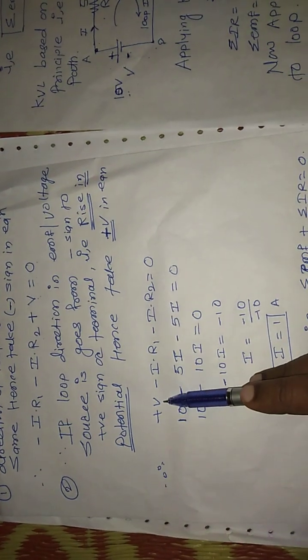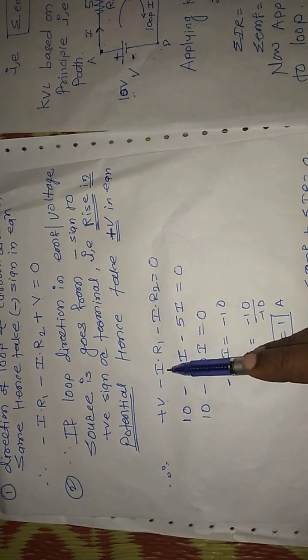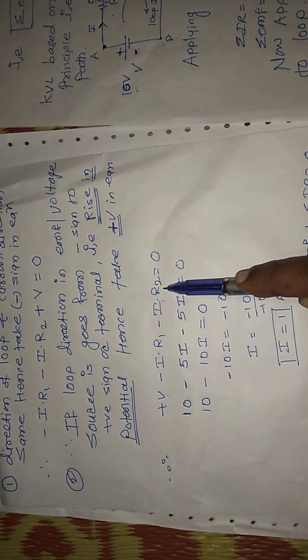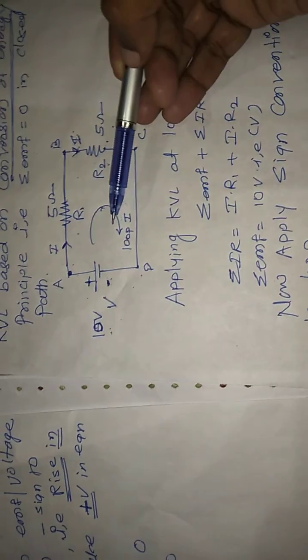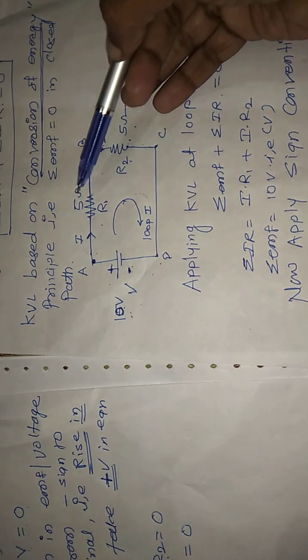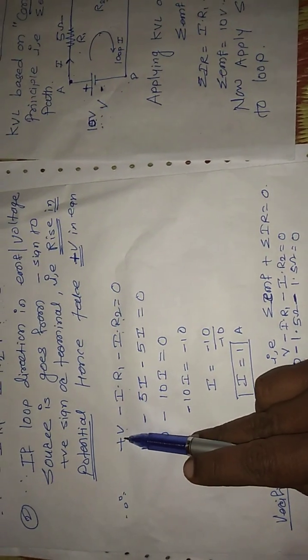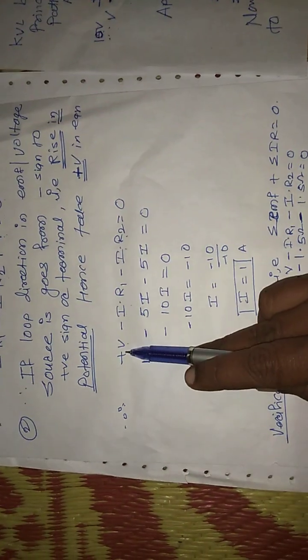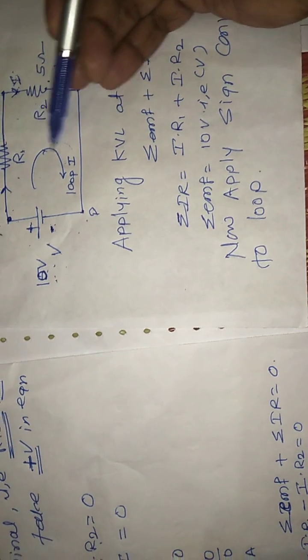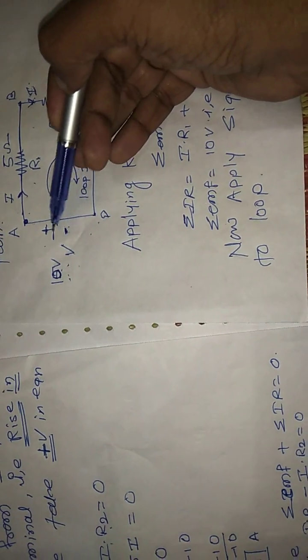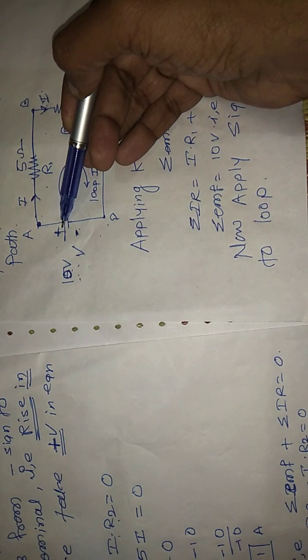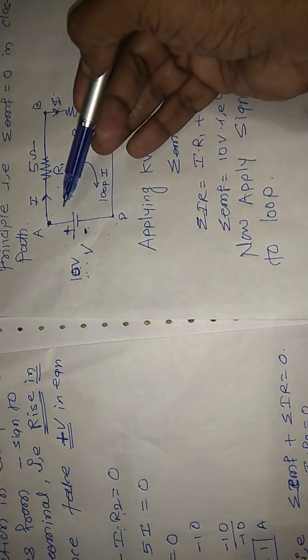Now we can write this equation in the same way: summation of EMF plus summation of IR. There are two voltage drops. Now put in the particular values of resistors and the value of voltage or EMF in the equation, then plus V. Why are we taking plus V, positive V? Because the loop direction first touches the negative to positive terminal, that is a rise in potential, hence we have to take the positive sign in the equation.